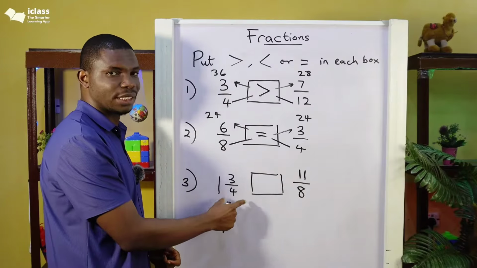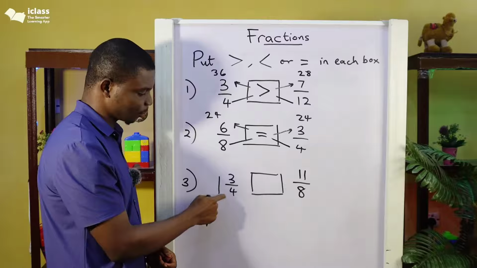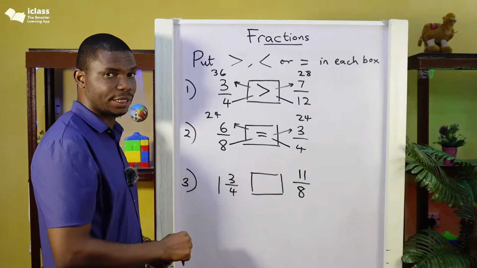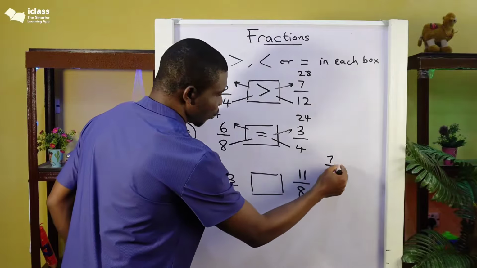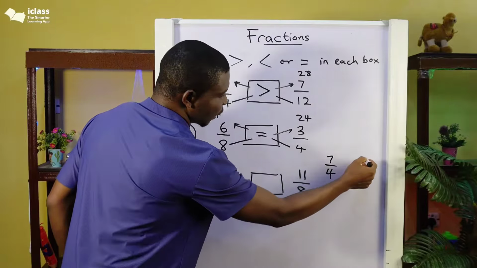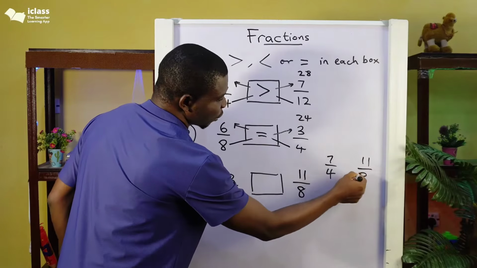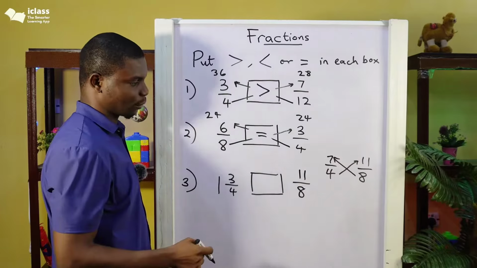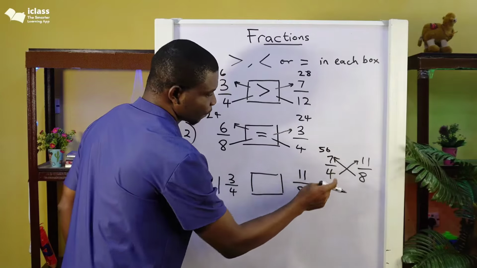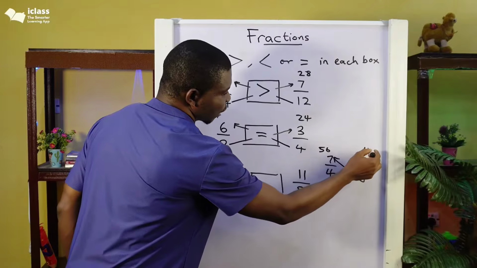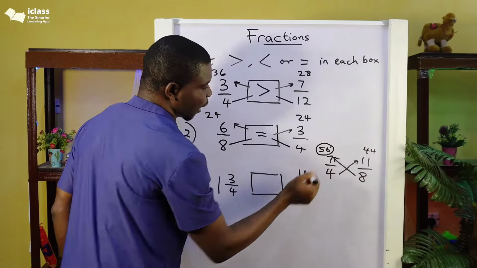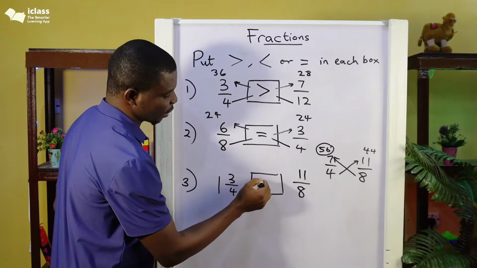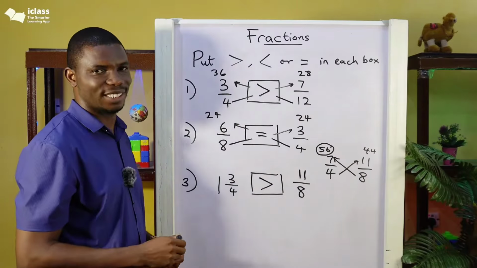Now, how about this? For this, we have to change this to an improper fraction. 4 times 1 is 4 plus 3 is 7. So we have 7 over 4 and 11 over 8. So let's compare. 8 times 7 is 56. 4 times 11 is 44. So because this is bigger, we'll say 1 and 3 over 4 is greater than 11 over 8.